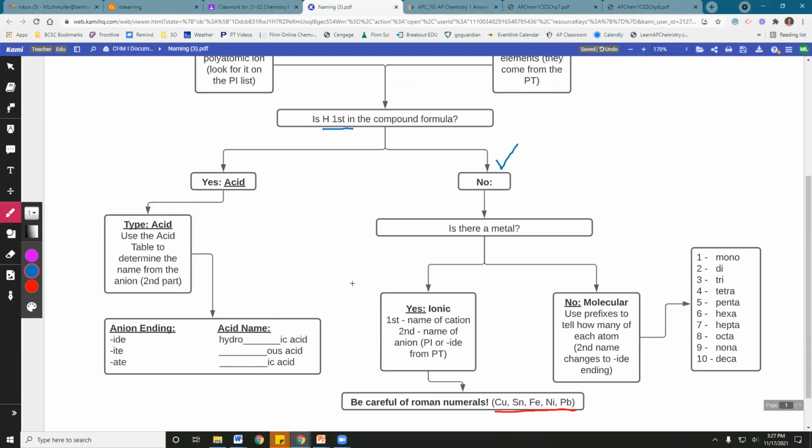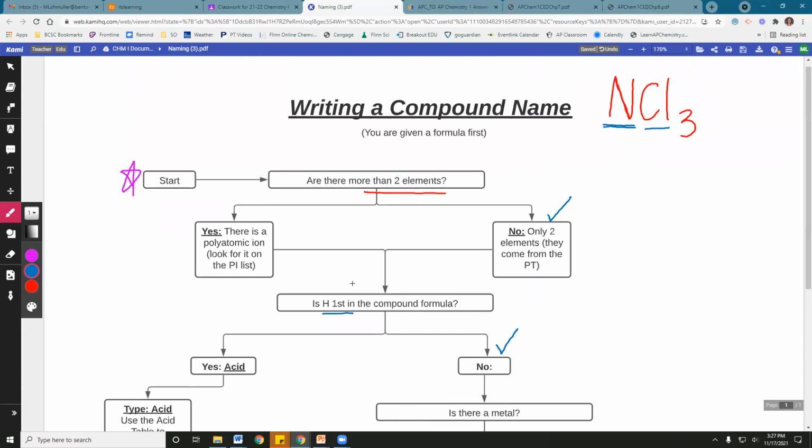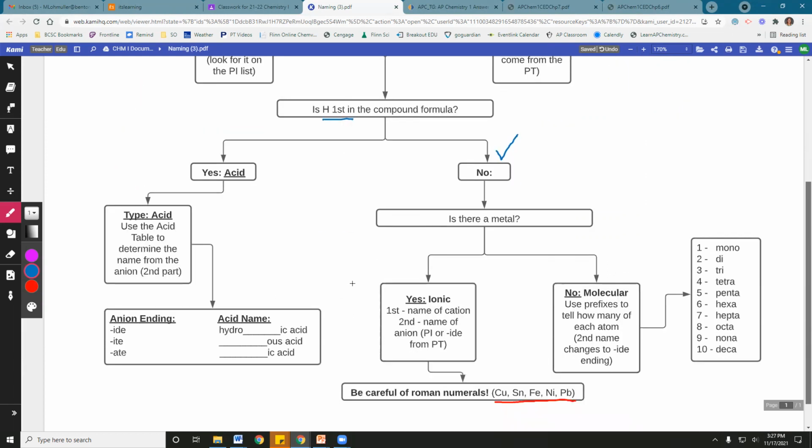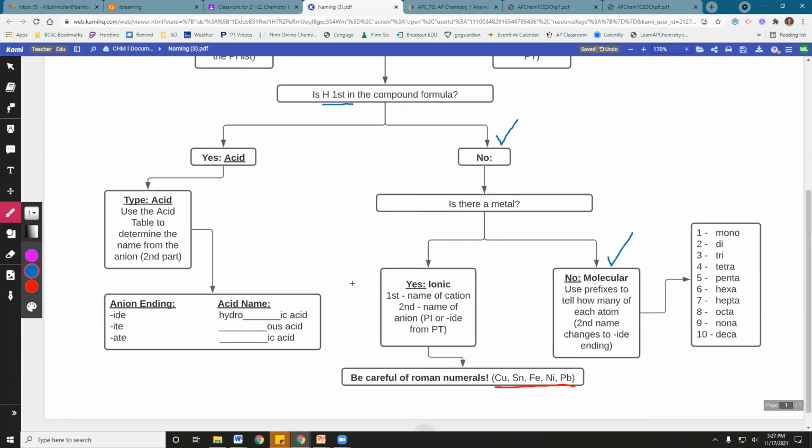Last question, is there a metal? Now, looking at the periodic table, nitrogen and chlorine are both to the right of the stair step line. So they're on the right side of the periodic table. Since they're both on the right side, that would be considered only nonmetals. So no, we only have nonmetals. That means it is molecular.